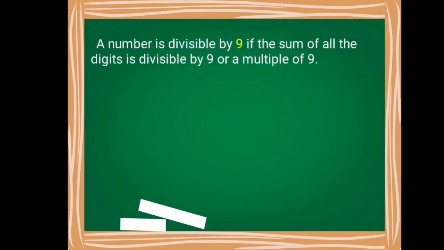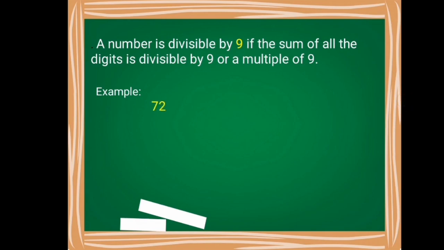How about 9? Ano ang rule para sa 9? A number is divisible by 9 if the sum of all digits is divisible by 9 or a multiple of 9. Yung process niya parang sa 3 din. I-add daw natin ang mga digits niya. Kapag daw ang lumabas na sagot ay pwedeng i-divide sa 9, then yung number na yon ay divisible by 9. Or naman, kung ang lalabas na sagot daw ay multiples of 9, then yung number daw na yon ay divisible by 9.